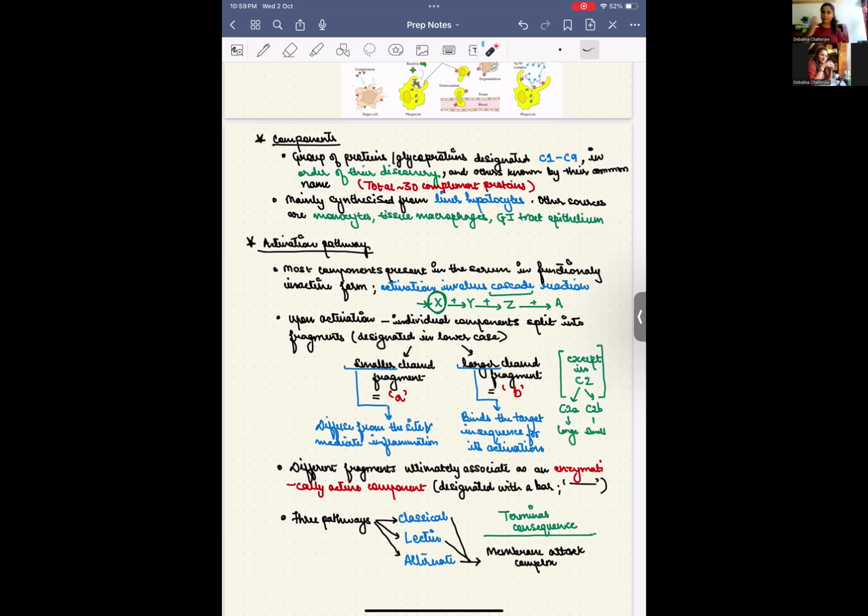Again, when a cleavage happens, there might be two unequal fragments, maybe just a and b. It's always the larger fragment that mediates activation of the next in line, and the smaller fragment mediates the inflammatory response. Because of the exception in C2, the larger fragment is designated with a small a and the smaller with a small b. Otherwise, throughout the complement system, the larger fragments are designated with a small b.